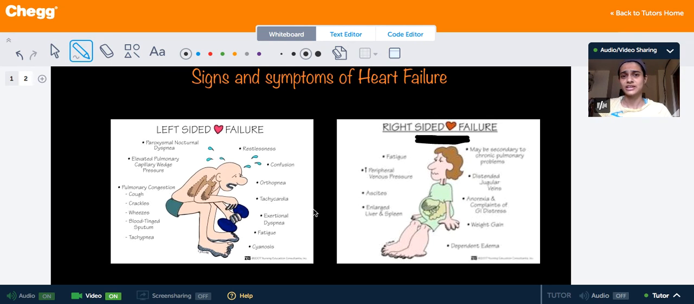So that's often used as a sign to tell you the volume status of the patient.